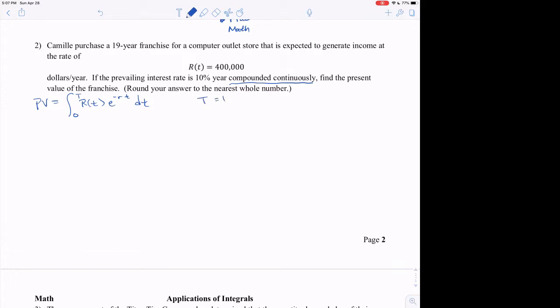where capital T is 19, r of t is 400,000, little r is 0.1, okay? And so our present value equals the integral from 0 to 19 of 400,000 e to the negative 0.1 t dt. So u equals negative 0.1 t. du equals negative 0.1 dt. So that's negative 10 du equals dt.